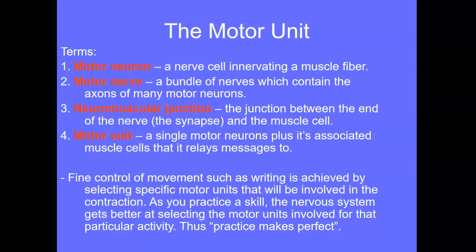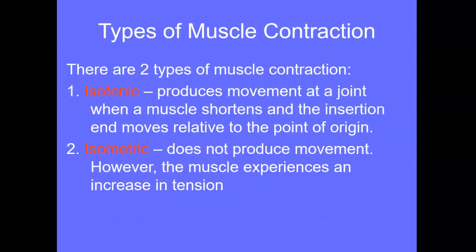Now, the fine control of movement, like writing or typing or drawing, is involved when you have fine motor unit contraction. So in other words, a single motor neuron contacting many muscle fibers gives you rough, strong contractions. Individual neurons in the spinal cord touching one or two muscle fibers, you get fine motor movement, okay? And that allows for that practice makes perfect training of the nervous system and the muscles to do something special, like writing.